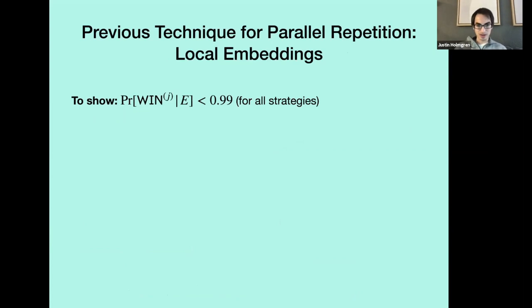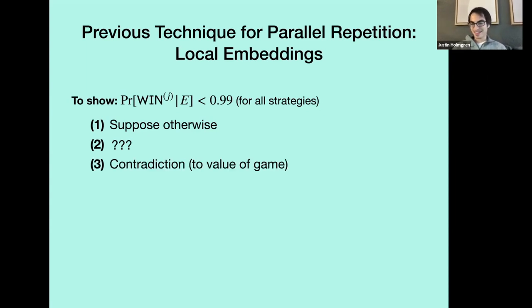So the hard thing that comes up is showing that there is a coordinate which is hard, conditioned on your event E. And the way that previous works did this is by constructing something that's called a local embedding. To explain what a local embedding is, suppose that you wanted to show hardness of some coordinate. The way to do that is to first suppose otherwise for the sake of contradiction, do some stuff, and then finally get a contradiction. This is how of course you would do a proof by contradiction.